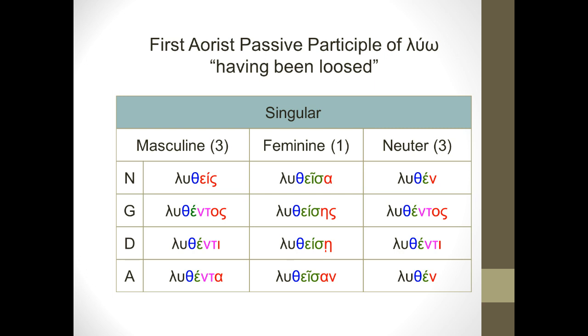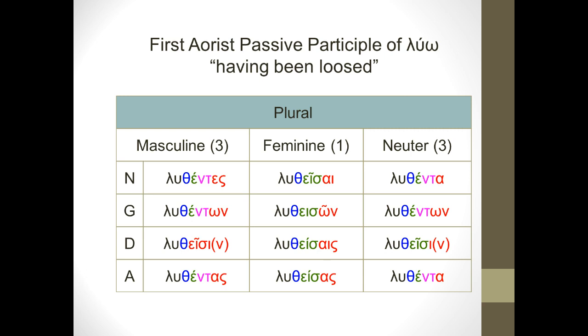Notice again that, as always, the nominative has its own unique ending. So we have litheis, litheisa, lithen. But then when you get into the genitive, dative, and accusative, the pattern begins to fall into place. In the genitive, lithentos, litheises, lithentos. In the dative, lithenti, litheise, lithenti. In the accusative, lithenta, litheisan, lithen.